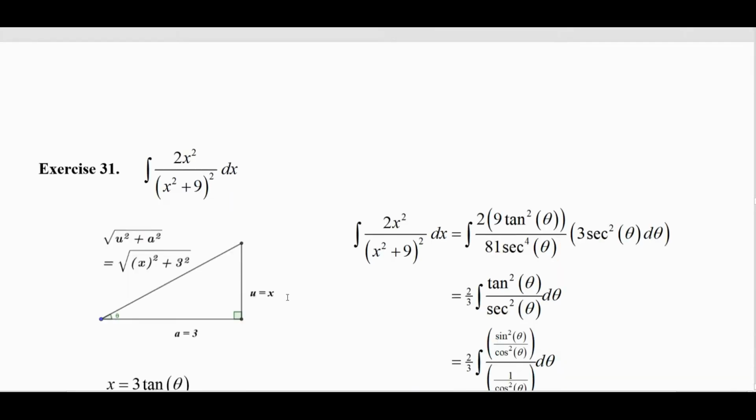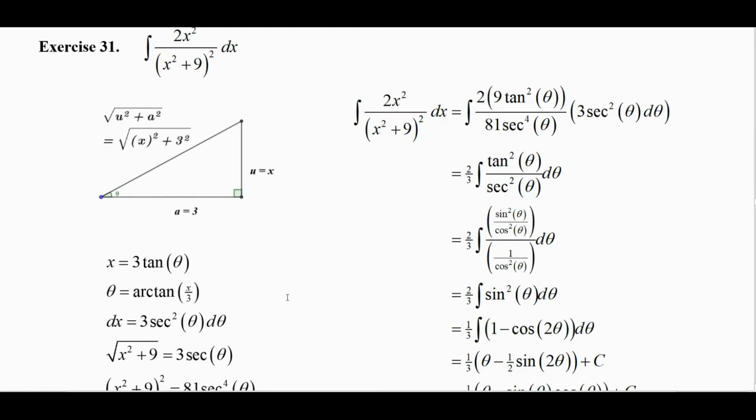Okay, let's take a look. Well, it's a very similar setup on the triangle. These are both positive, so that's going to be the hypotenuse. The square root of x squared plus 9 is the hypotenuse. Then the square root of the 9 is the a, or the horizontal piece, and the square root of the x squared is the x there. So, all right, we have that set up.